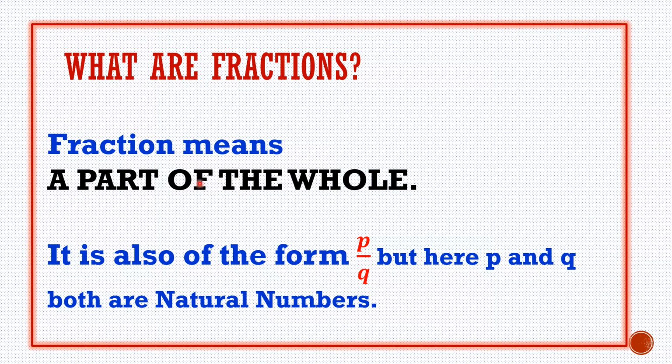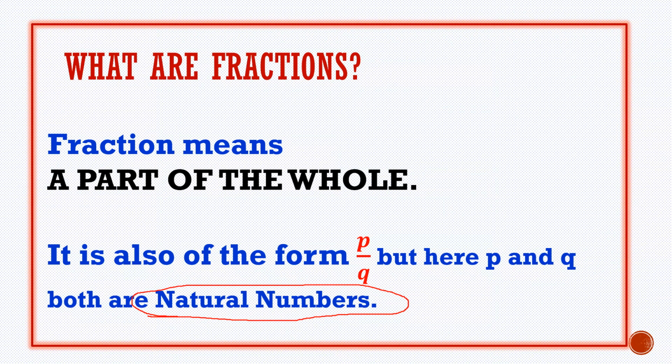Now in mathematics, a fraction is also represented in the form P by Q, P over Q, but here P and Q both are natural numbers. In a fraction, numerator over denominator, P and Q are just the representation for numerator and denominator. So numerator and denominator both are natural numbers. Now remember this thing, this is going to help you a lot in learning about rational numbers: in a fraction, numerator and denominator both are natural numbers.